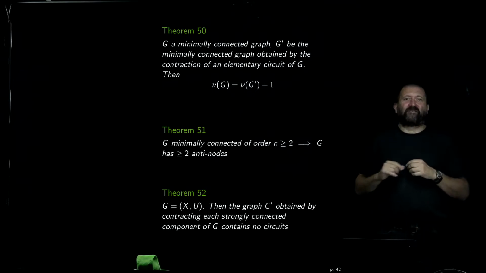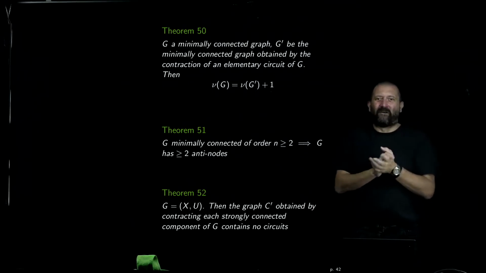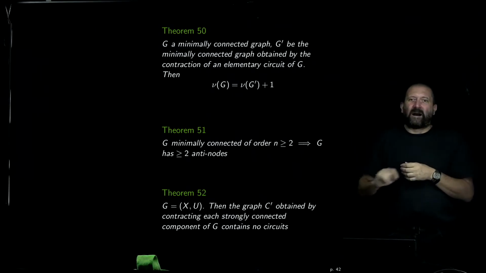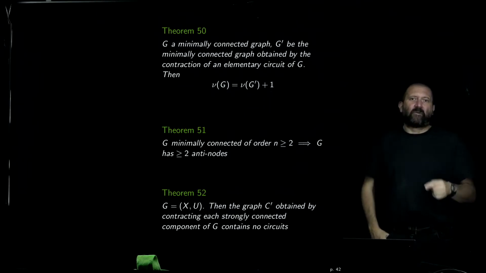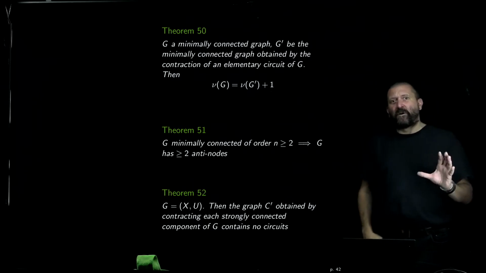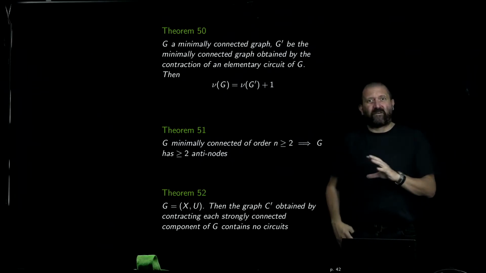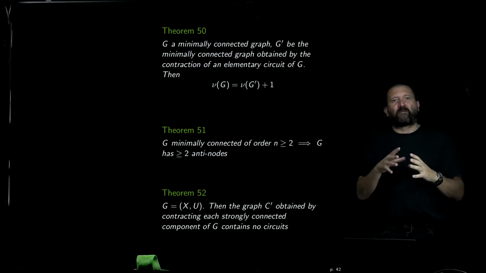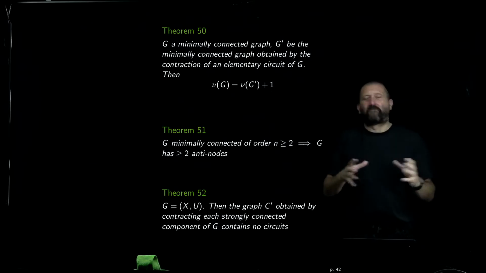This one is important. This one is something we are going to use often. If you have a graph, then the graph that you obtain by contracting each of the strong components contains no circuits. And this is something that will be done a lot, and you will see in applications. Contracting with respect to the strong components is something that is done most of the time.